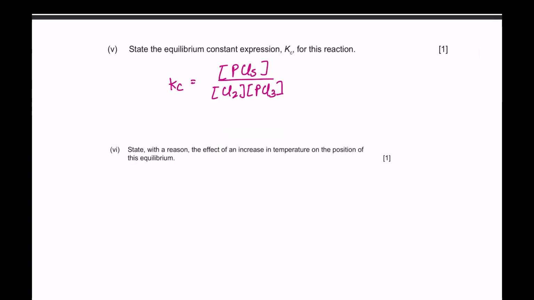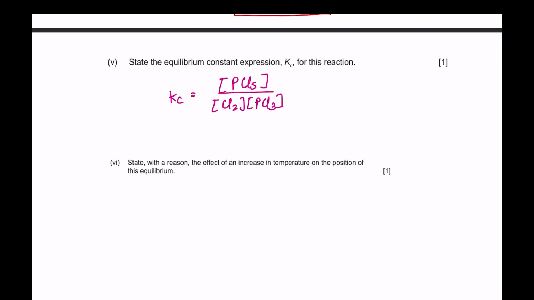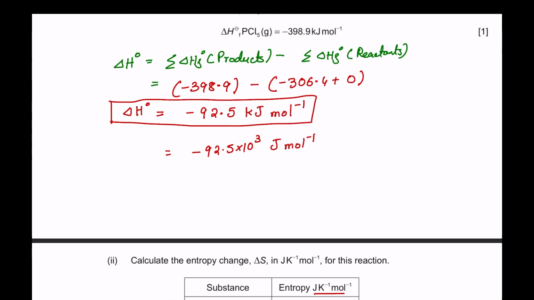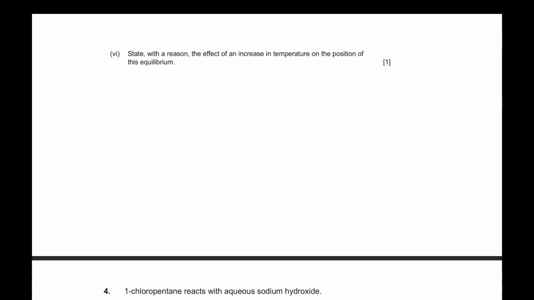And the next question is to state, with reason, the effect of increasing temperature on the position of equilibrium. Whenever we have temperature involved in an equilibrium state, we have to check the delta H or the enthalpy. So delta H for this reaction is negative, so it is an exothermic reaction. For an exothermic reaction, if you increase the temperature, the reaction shifts to the reactant side. So that's the answer to this question.